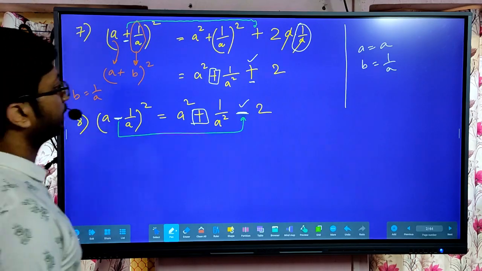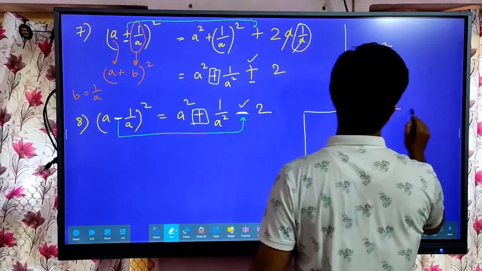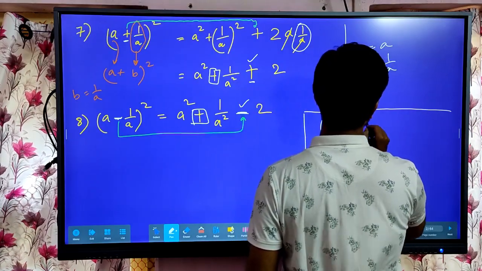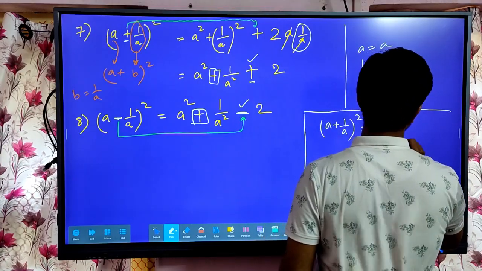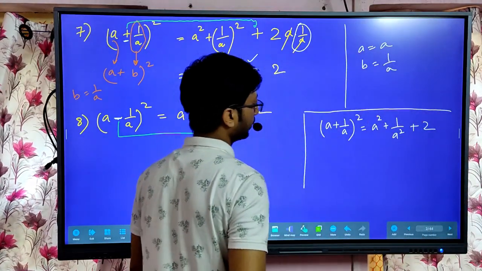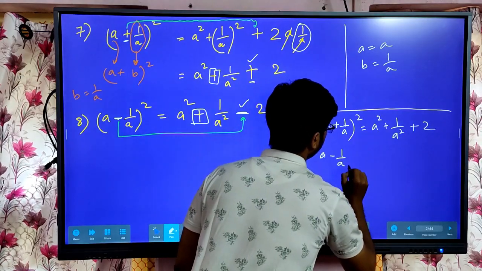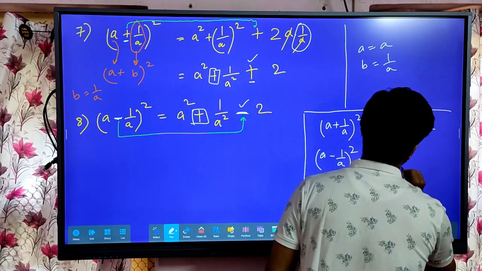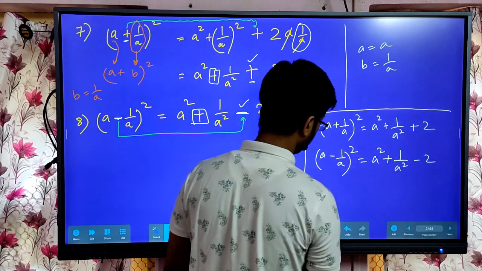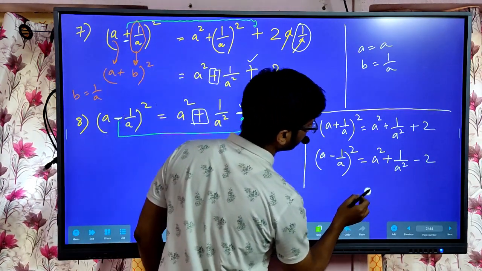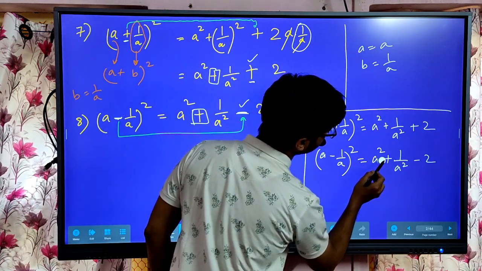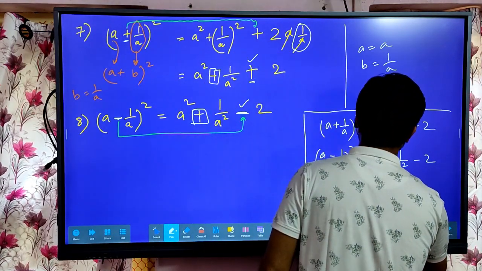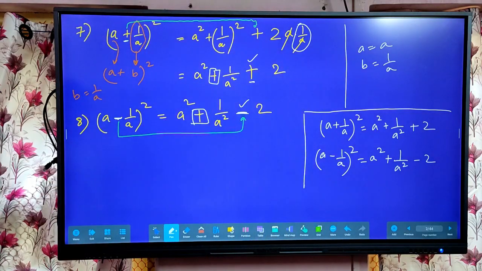So if you want me to write it fresh, see, A plus 1 by A whole square will be A square plus 1 by A square plus 2, and A minus 1 by A whole square will be A square plus 1 by A square minus 2. Simple. Very easy. Nothing more complicated. Okay, so here are the two formulas.